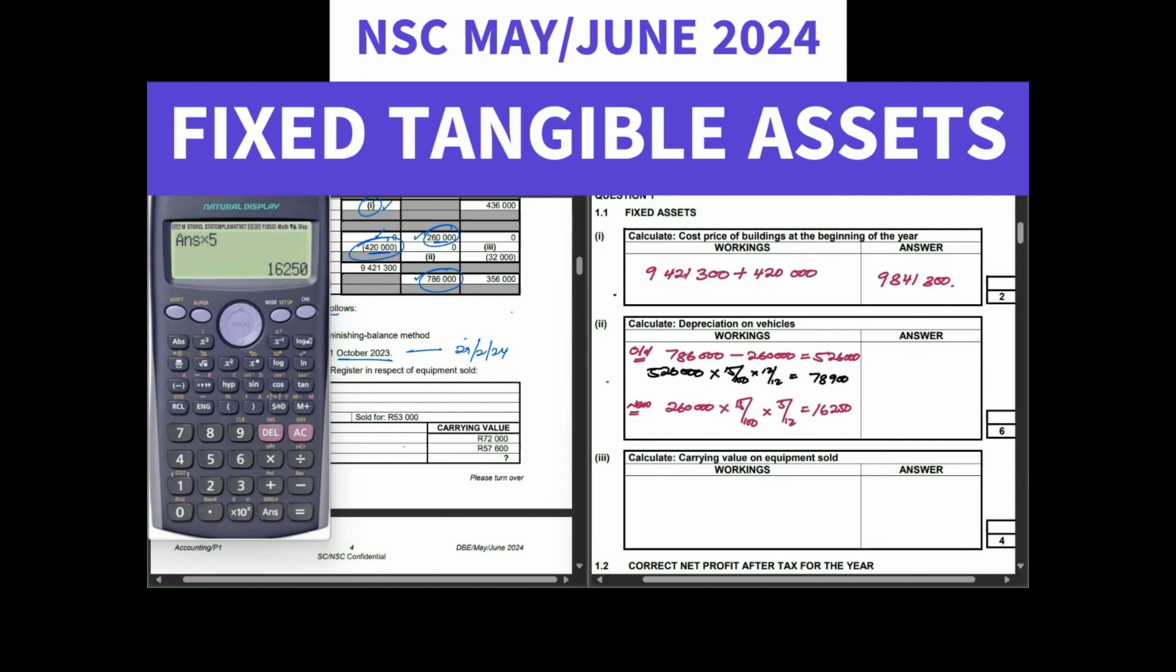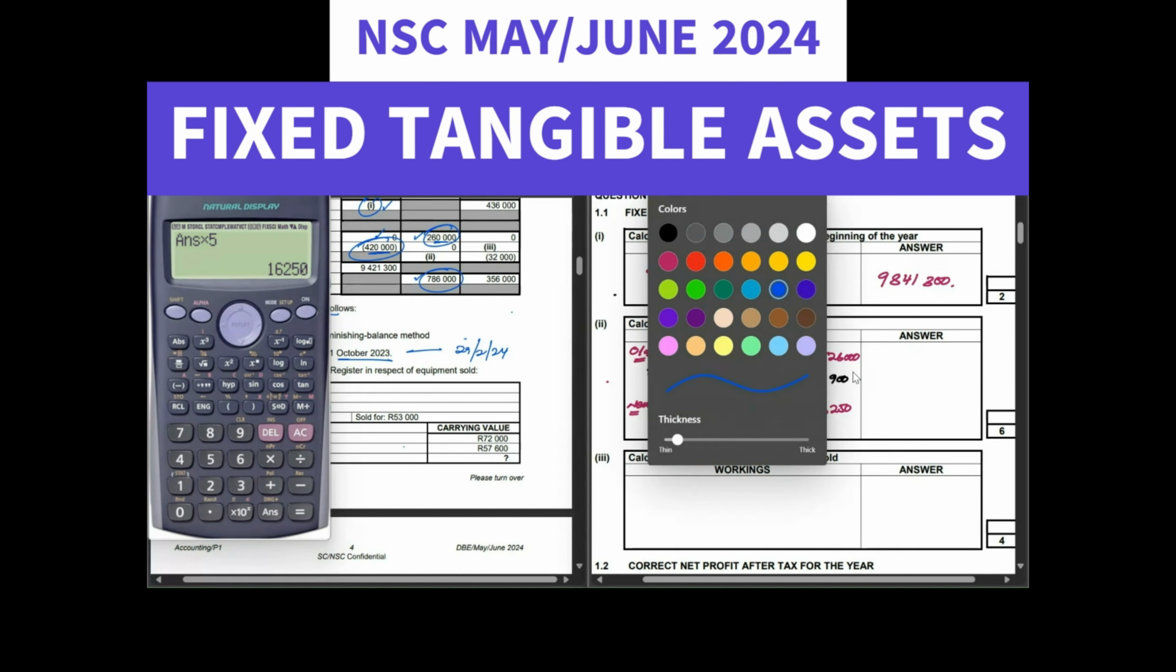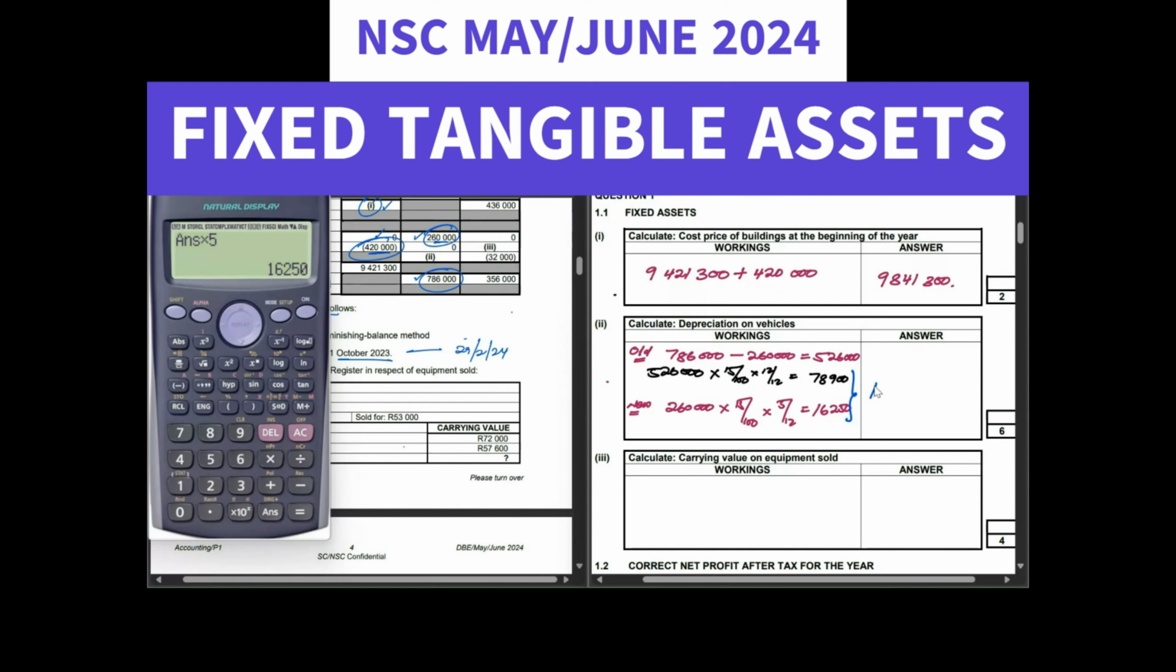Then I'm going to add these two amounts, and that will give me my depreciation for the year. So I'm now going to say my 16,250 plus the 78,900, and that would give me 95,150. That becomes the answer for number 2.